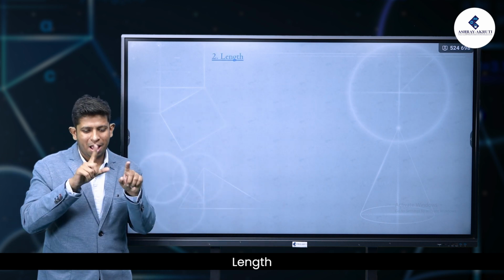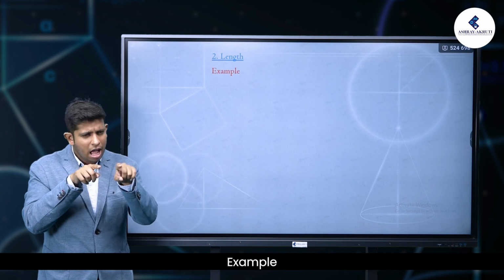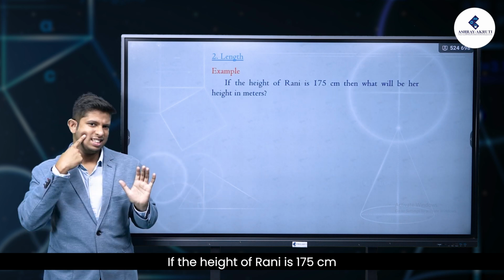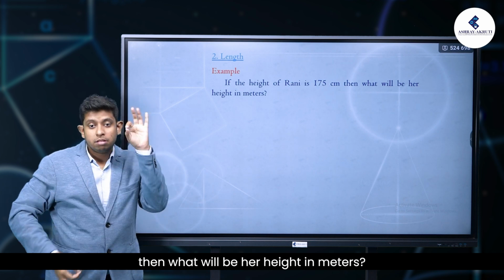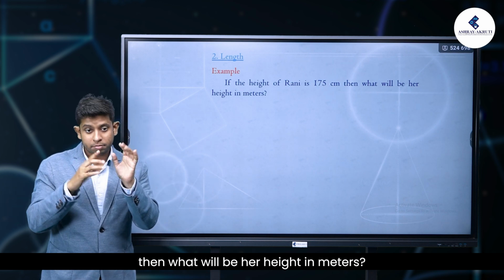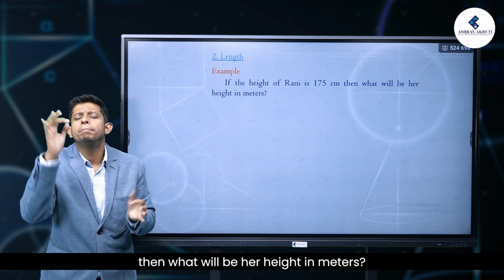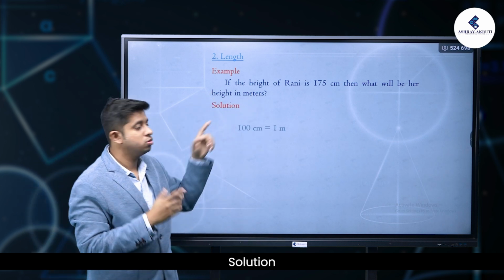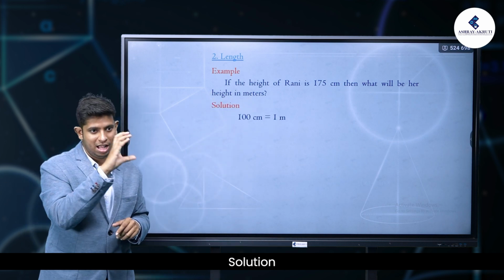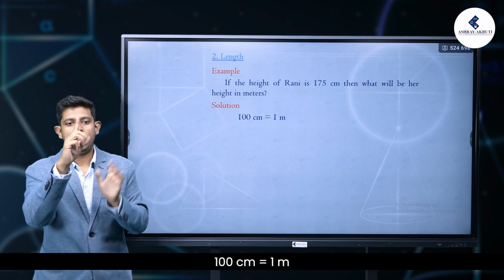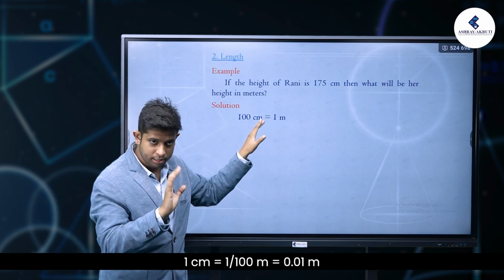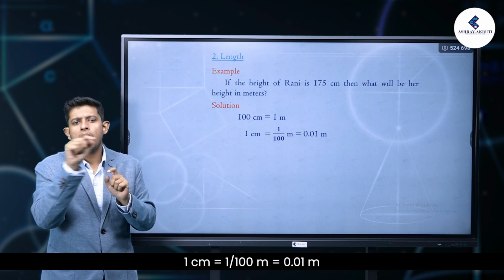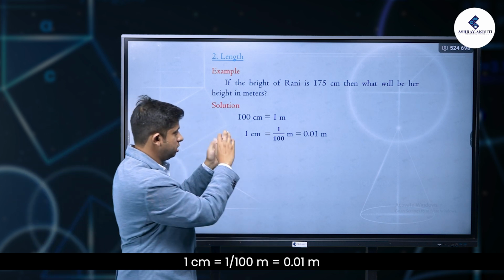Length. Example. If the height of Rani is 175 cm, then what will be her height in meters? Solution. 100 cm is equal to 1 meter. 1 cm is equal to 1 by 100 meter, which is equal to 0.01 meter.